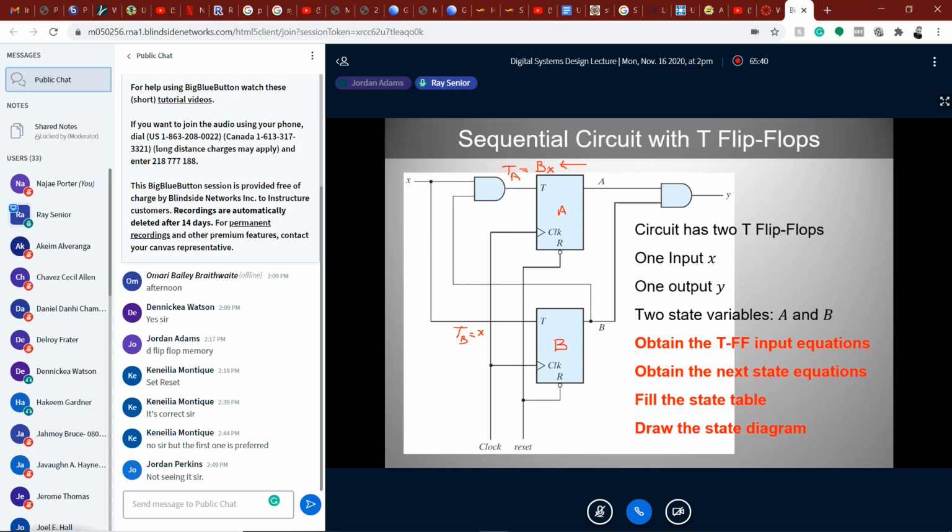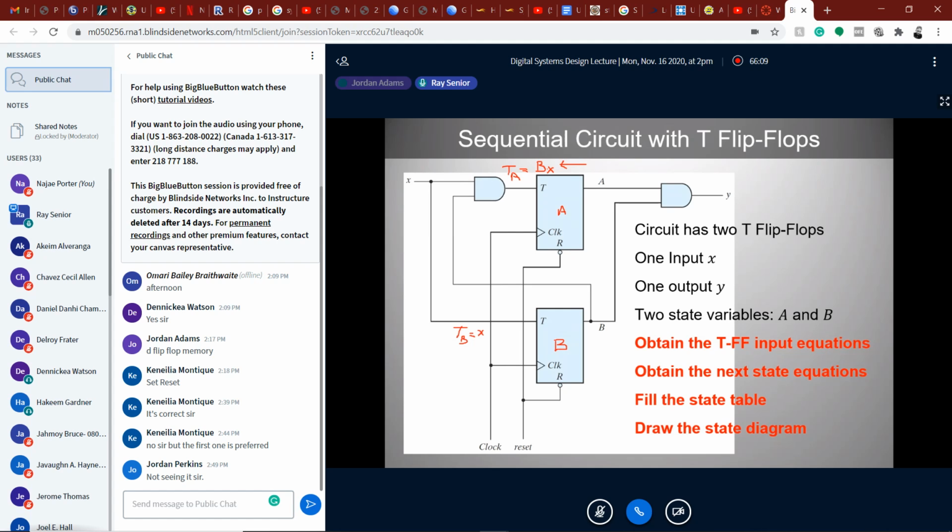Now for the D flip flop, if you remember, Q(t+1), which is the next state, is always equal to whatever is at the D input. And that was the characteristic equation for the D flip flop. However, for the T flip flop, next state is always equal to T exclusive OR with the previous state or the current state.